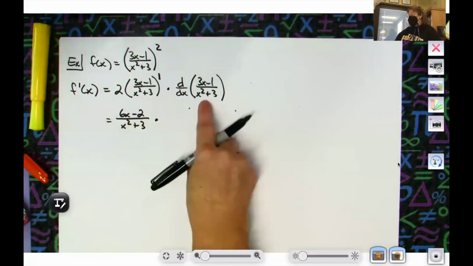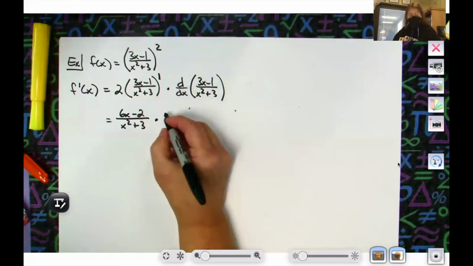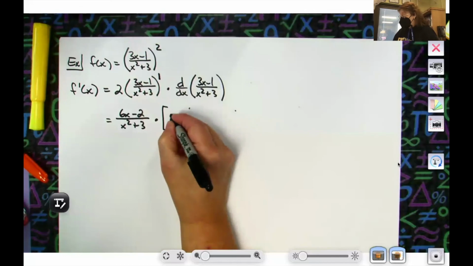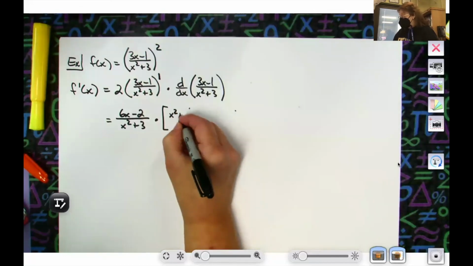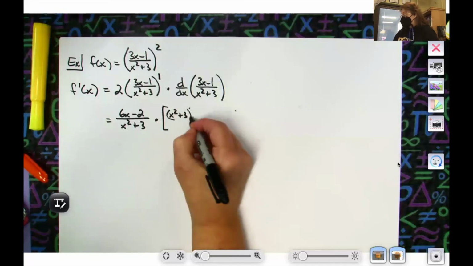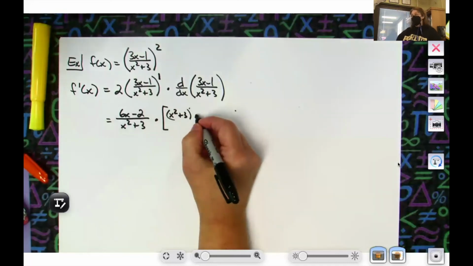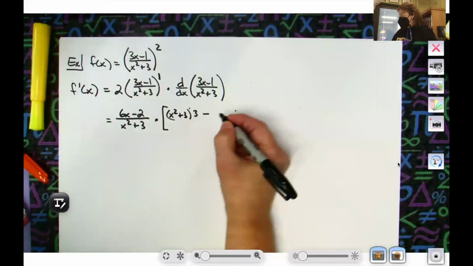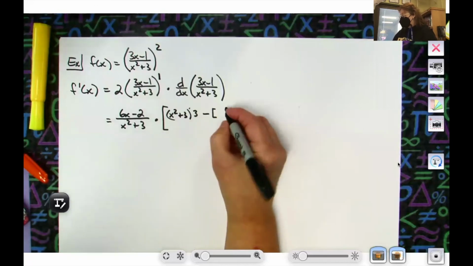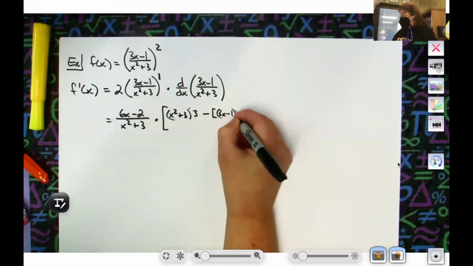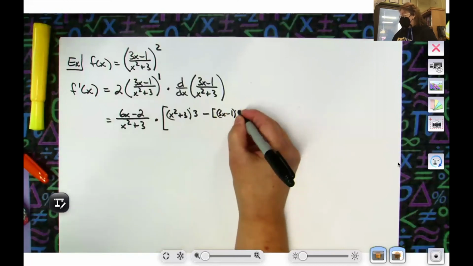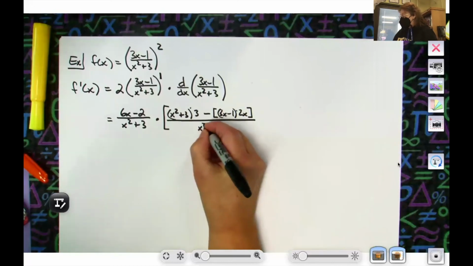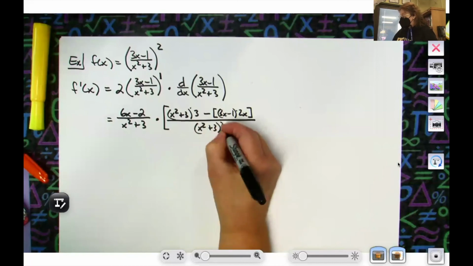When I start doing the derivative here, it's the bottom. I'm going to put square brackets around this because I don't know what's going to happen in here. So the bottom, low d high, times the derivative of the top. Now, can you leave out the d/dx notation on this? Yeah. So the derivative of the top would be 3 minus, put in an extra set of parentheses there, the top, 3x minus 1, times the derivative of the bottom, which is just going to be 2x, all over the bottom squared, x squared plus 3 to the second power.